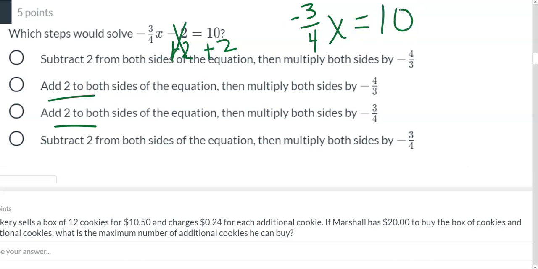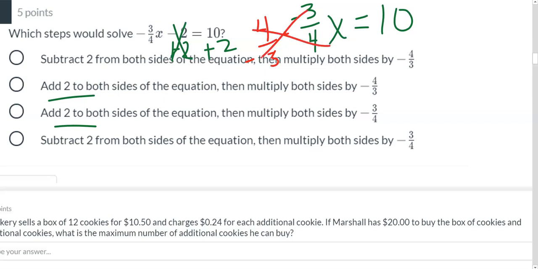Okay, now how do I get rid of negative 3/4 times x? All right, well, we usually, to get rid of multiply, we divide, but remember, when we talk about solving an equation, how do I divide by a fraction? Well, dividing by a fraction is the same thing as multiplying by the reciprocal. So to get rid of negative 3/4, I actually have to multiply by the reciprocal, negative 4/3, to cancel, so that those will cross cancel.